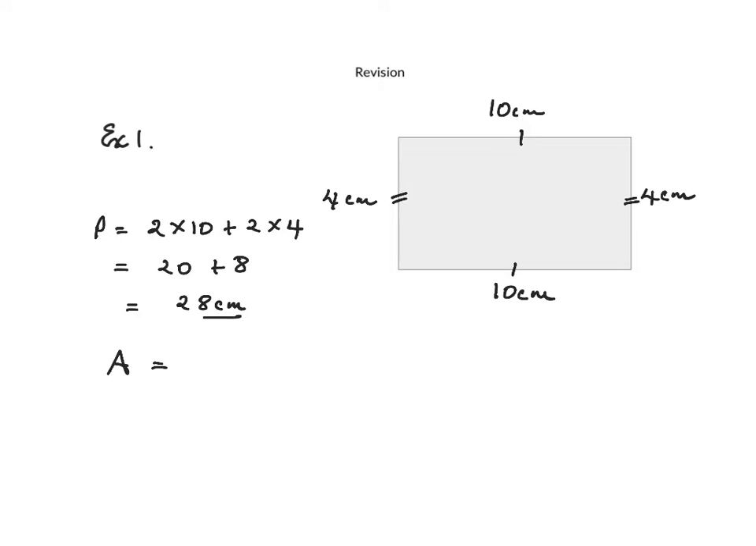Now the area is found by multiplying the length and the breadth. Nice simple formula to remember, so it's 10 times 4, and that's 40 centimetres squared. Example 2.